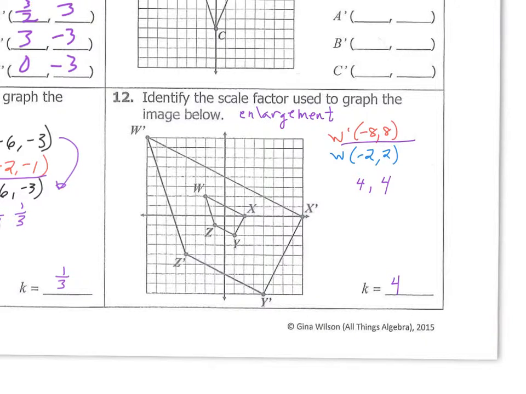So did you have a reduction or an enlargement? Enlargement. And what was your scale factor? 4. So I happen to have chosen W and W prime. Because we went from smaller to larger, that's how you should have known you had an enlargement. So your scale factor should turn out to be something bigger than 1. And I've always put W prime, or whatever the prime is, over the original. So if you take the ordered pair for W prime and put it over W, negative 8 divided by negative 2 is 4, and 8 divided by 2 is also 4. So your scale factor is 4. Easy peasy, right?